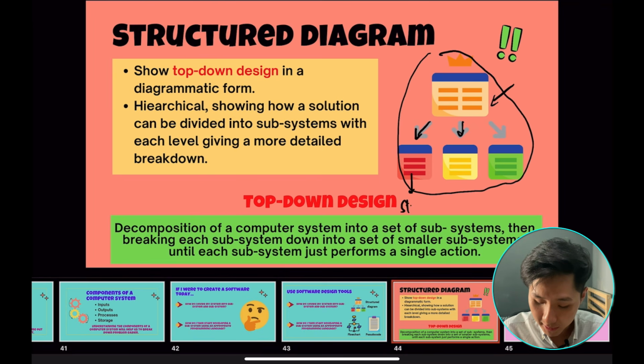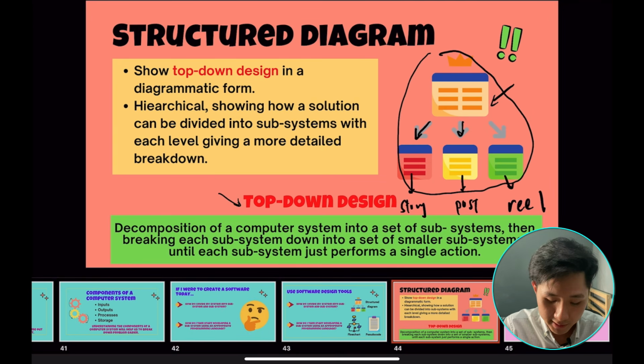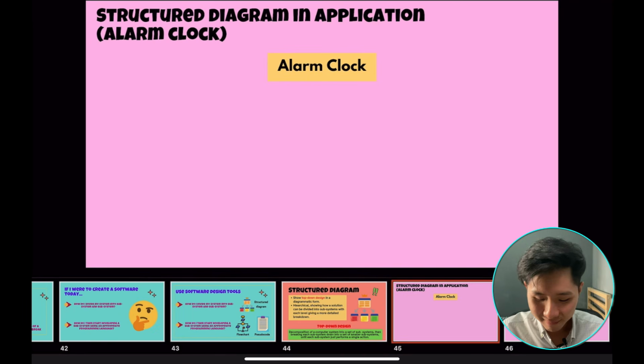So let's say this is the story, this is the post, this is the reel. Let's use the Instagram example. This is how app developers break down a big problem into smaller ones. In other words, we call this top-down design, in which we show a big problem in a general way without giving too many details. As we dive deeper and deeper, we discover more details that we want to add to our program. Let me show you an example of how to draw a structure diagram, because you need to learn how to draw it.